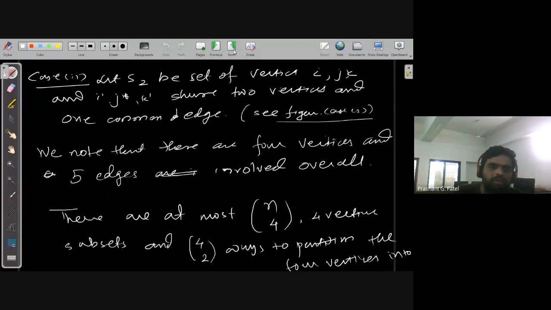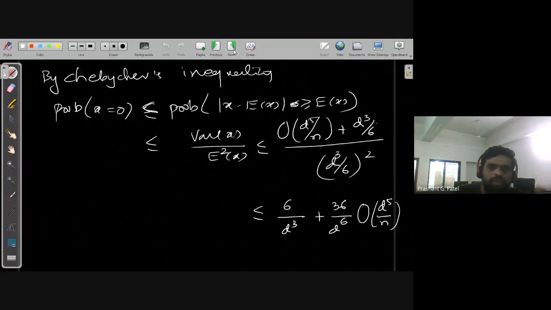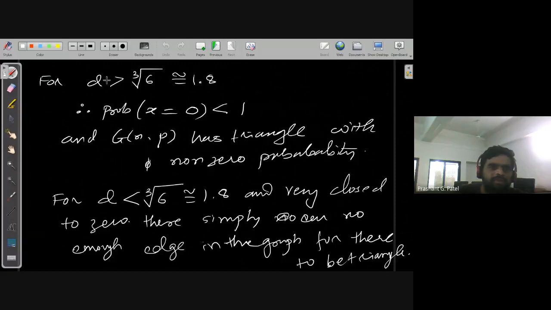After the discussion, we arrived at the conclusion that if the value of d is greater than 1.8, then the probability of having zero triangles is less than 1. So in this case, a triangle with non-zero probability will be there. If the value of d is less than 1.8, then it is very close to 0. It simply does not have enough edges for the graph to contain a triangle.